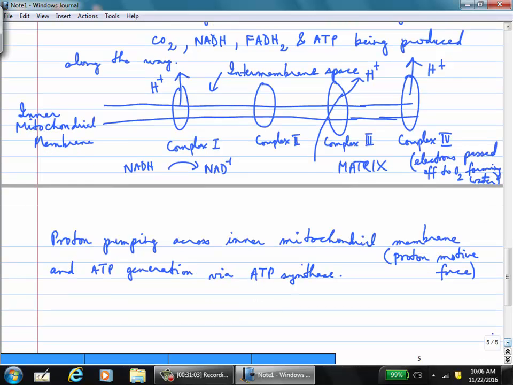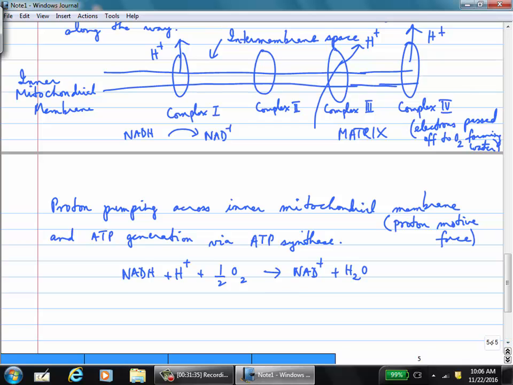The reaction that you have here is NADH plus hydrogen ions plus half oxygen is going to give you NAD+, the oxidized form of NADH, and then you have water. So oxygen is the ultimate electron acceptor. But in the process, you have managed to produce that proton gradient across the membrane, and when protons flow down that gradient, you're able to generate energy. Now, any questions so far?